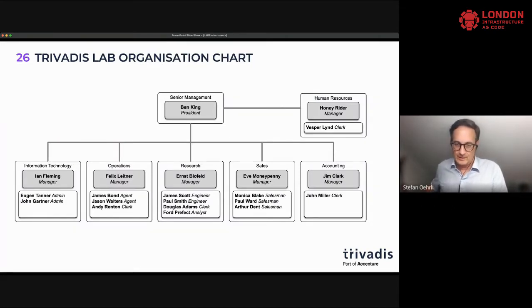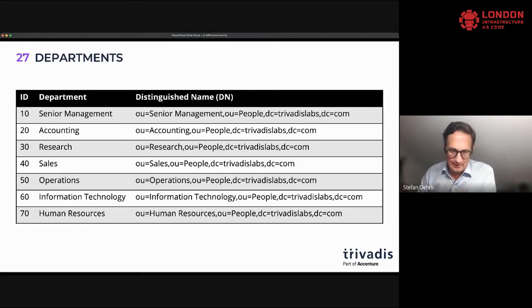The company has a couple of departments, a senior manager, and in each department we have a manager and a few employees, mainly from James Bond, a couple of Douglas Adams stuff, and yeah. Then I have a couple of departments. Each department has a name and a distinguished name, and you're going to see it within the scripts.